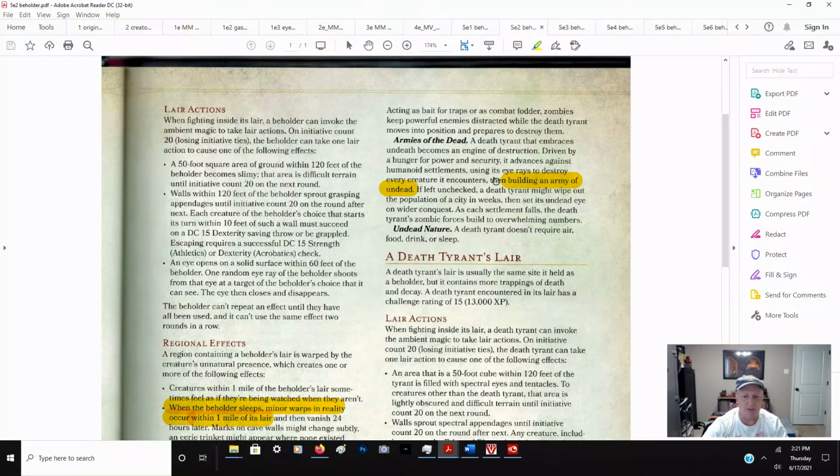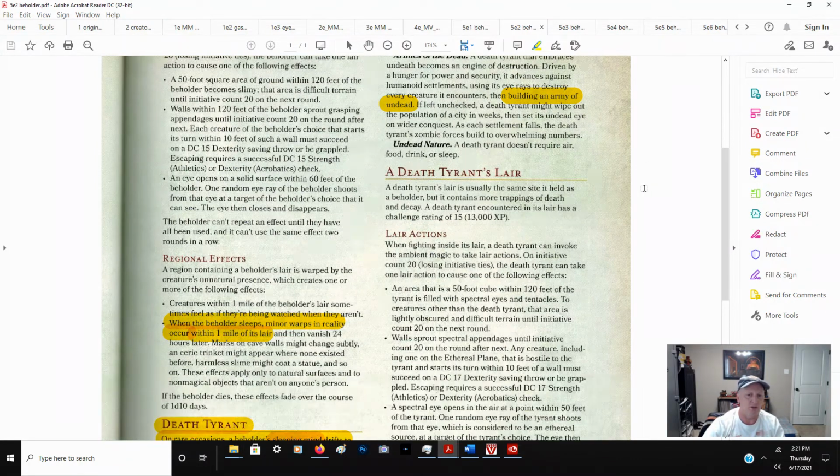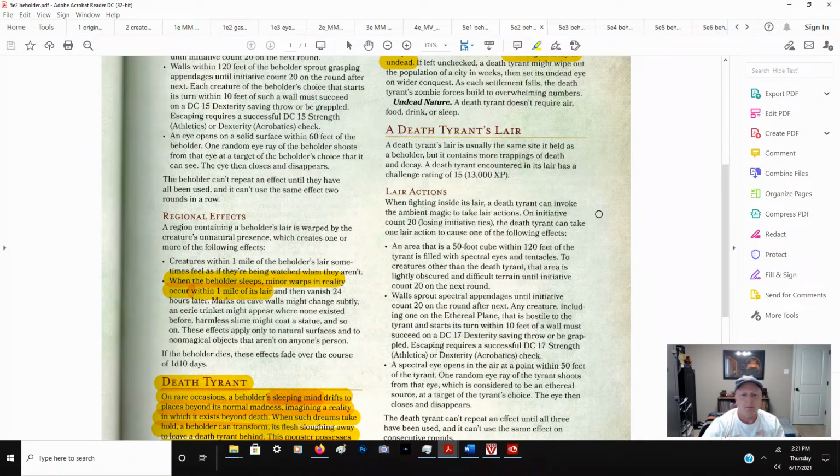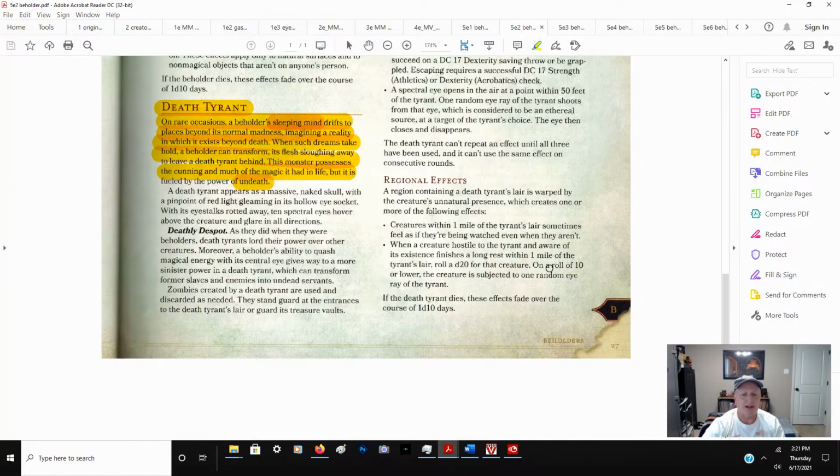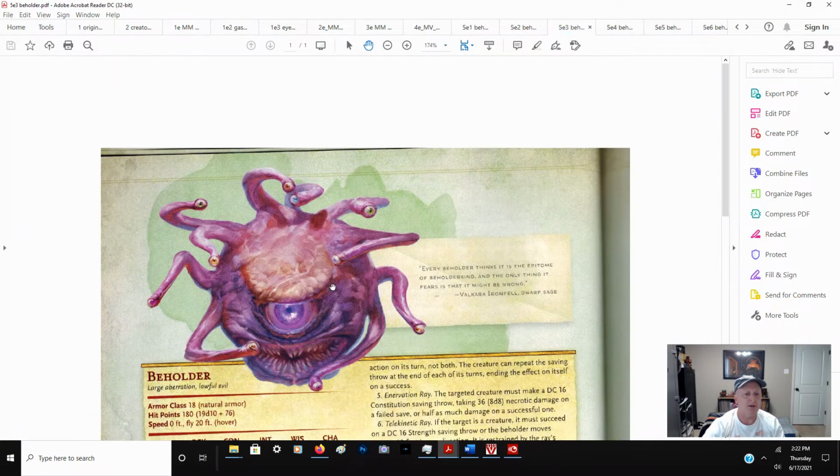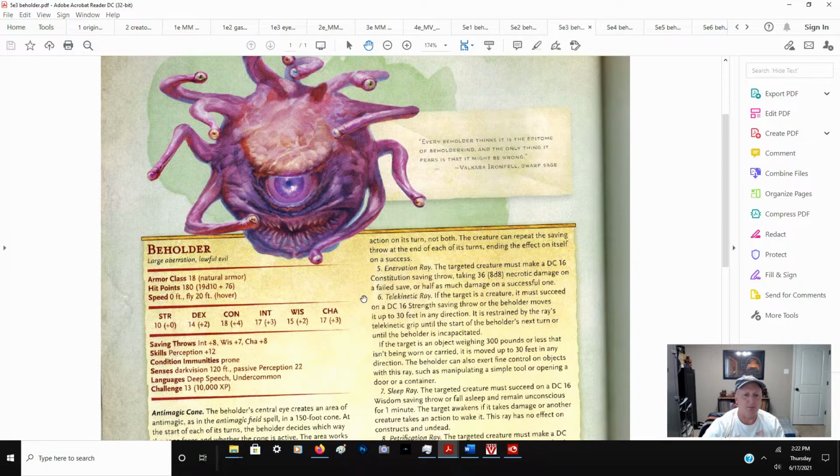And they talk about how they can build just endless armies of undead. There doesn't seem to be any limit to how many they could create. So somebody could have a beholder with hundreds of skeletons, zombies, whatever kind of little undead minions guarding its lair too. Good thing to throw in right there. So there's the Death Tyrant's lair actions and regional effects and such right there. Again, they vary. And then, of course, here's the main stat block.